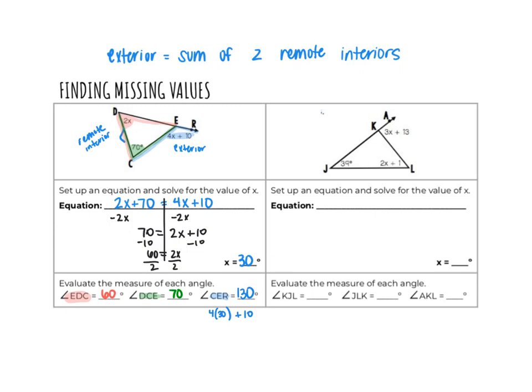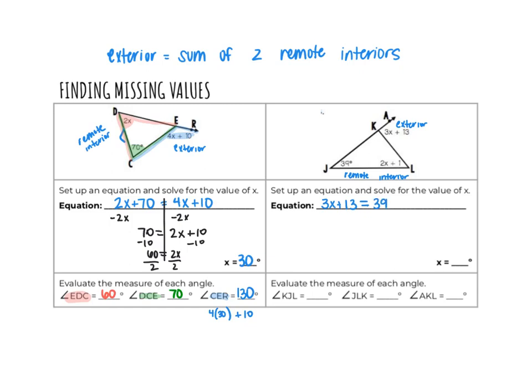If you feel like you get the hang of this, you can try the next one by pausing this video and then seeing if you have it correct. If you want to keep listening to me walk you through these, that's fine too. So here I have an exterior angle of 3x plus 13, and then my remote interiors here of 39 degrees and 2x plus 1. Again, I know that my exterior angle is equal to the sum of its remote interiors.